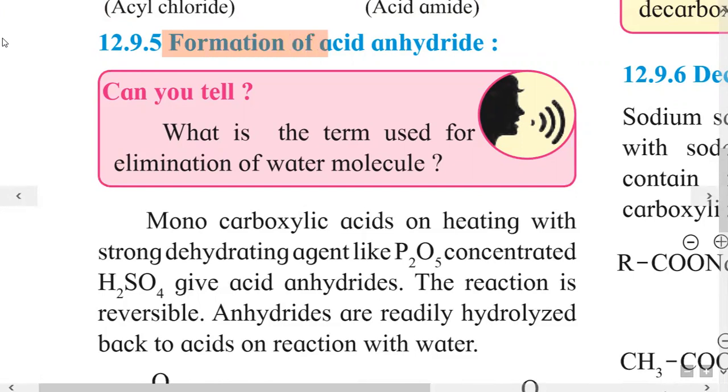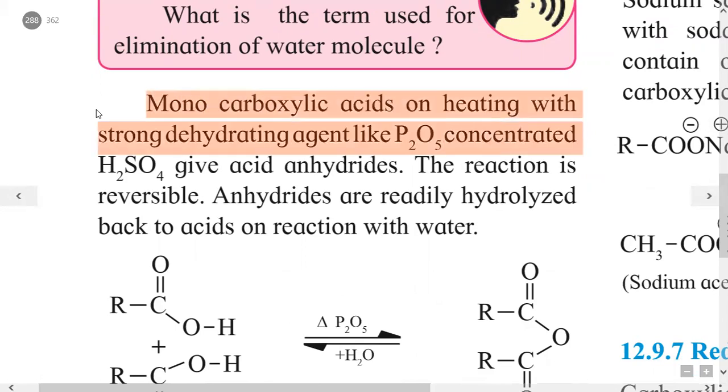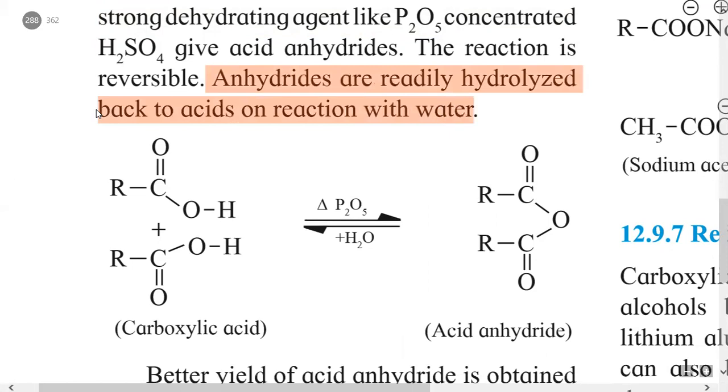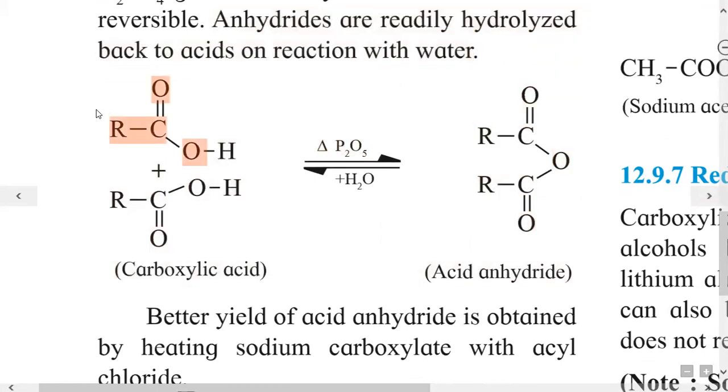The next reaction of carboxylic acid is the formation of acid anhydride. A monocarboxylic acid, which contains one carboxyl group, on heating with a strong dehydrating agent like phosphorus pentoxide, P2O5, or concentrated sulfuric acid gives acid anhydride. This reaction is reversible. This anhydride is readily hydrolyzed back into carboxylic acid.